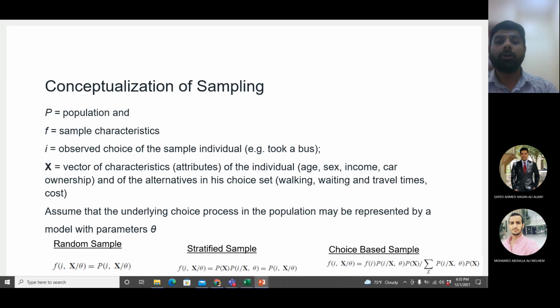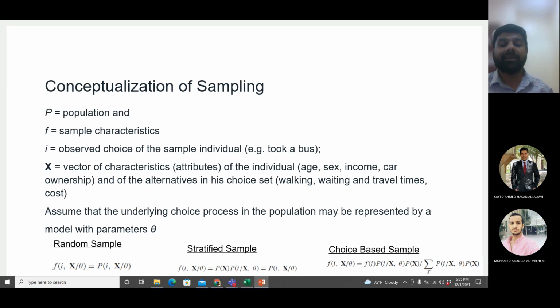Yeah, conceptualizing of sampling means how do we see the sample and how do we relate it to the population. Okay, so P means population. Okay, F means characteristics of the sample. I means the choice of the travelers. Okay, choice meaning how many trips they want to take, what mode of travel they are selecting, and so on. So I is their choice.